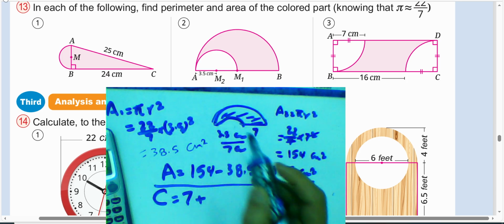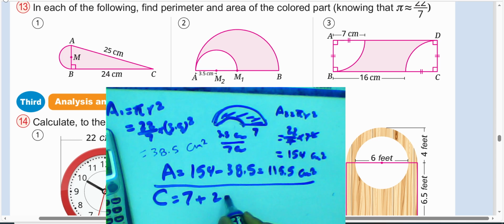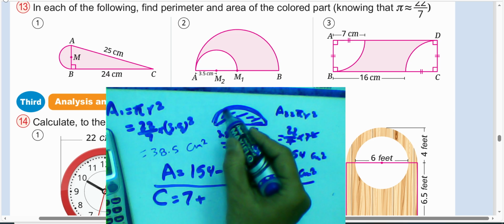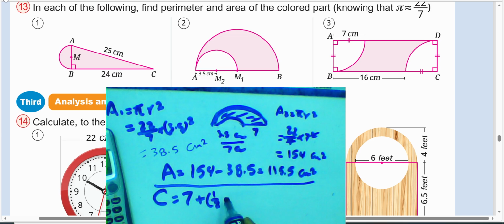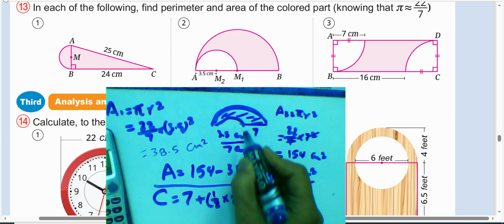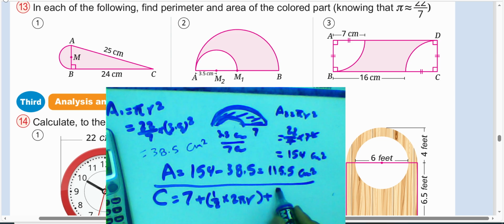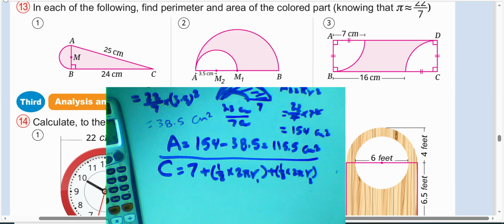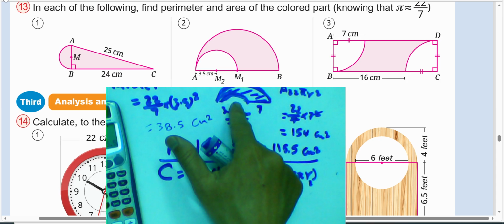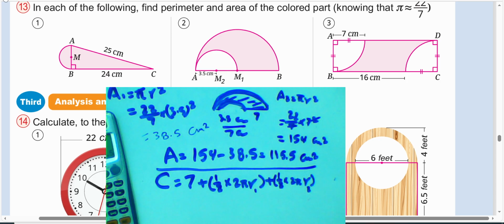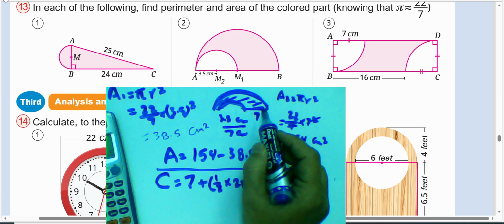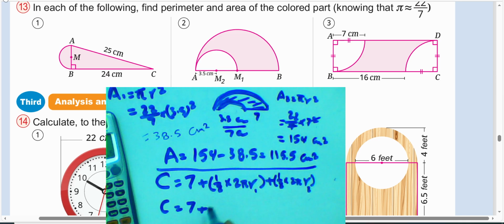Plus this curve, it will be the circumference of the greatest circle. This half of the circle will be half of the circumference, half times 2 pi r. And the circumference of this part equals half times 2 pi r. We have r1 and r2. Okay, you know the steps. I explained a minute ago how to find radius 1 and radius 2. Radius 1 is 3.5 and radius 2 is 7. And this part is 7. Then the circumference equals 7 plus the curves.